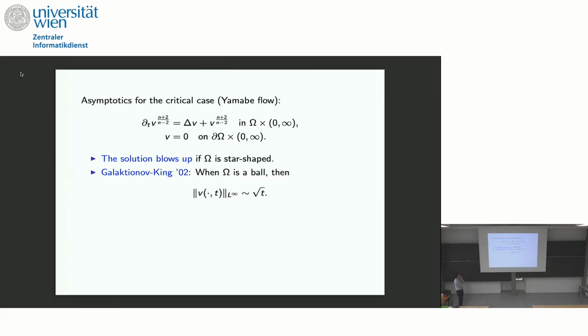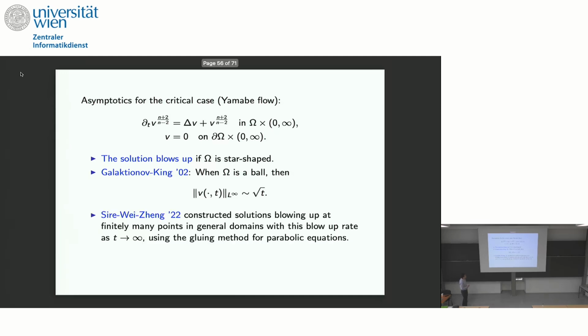And in 2002, Galaktionov and King considered first the radial case. So omega is a ball, then the solution will be radial. And then they used asymptotic analysis to show that it blows up. The infinity norm will be comparable to square root of t. And of course, in the ball there are simplifications, like using radial symmetry, using ODE, and also if the solution blows up, it must blow up at the origin.